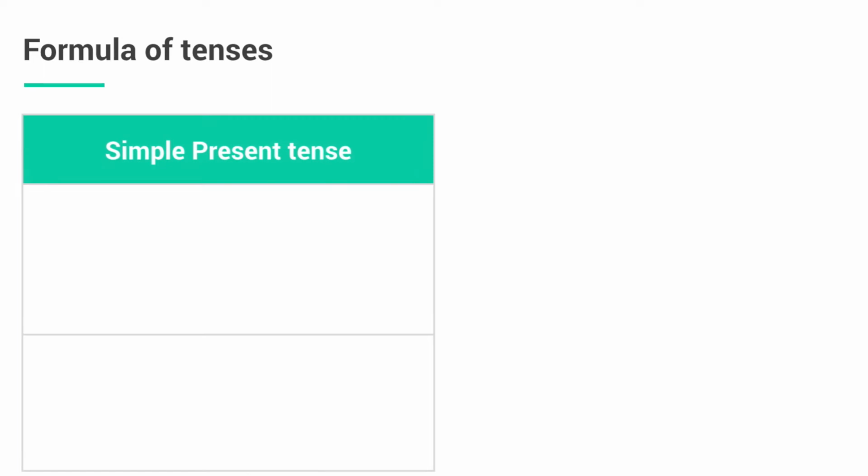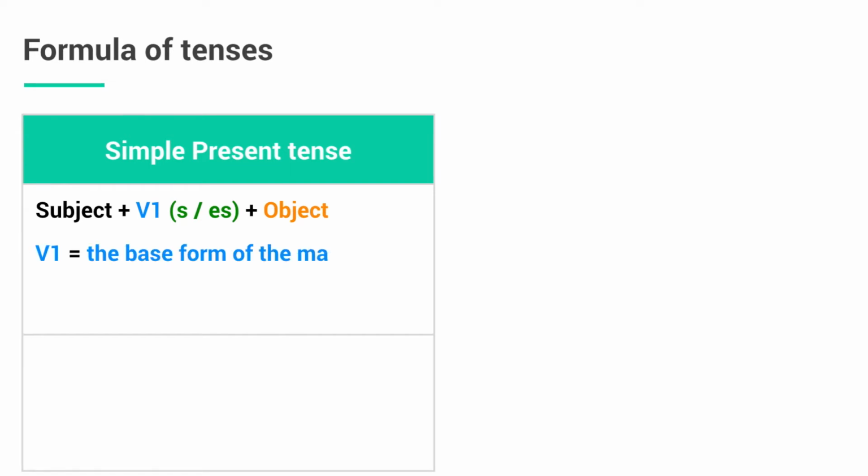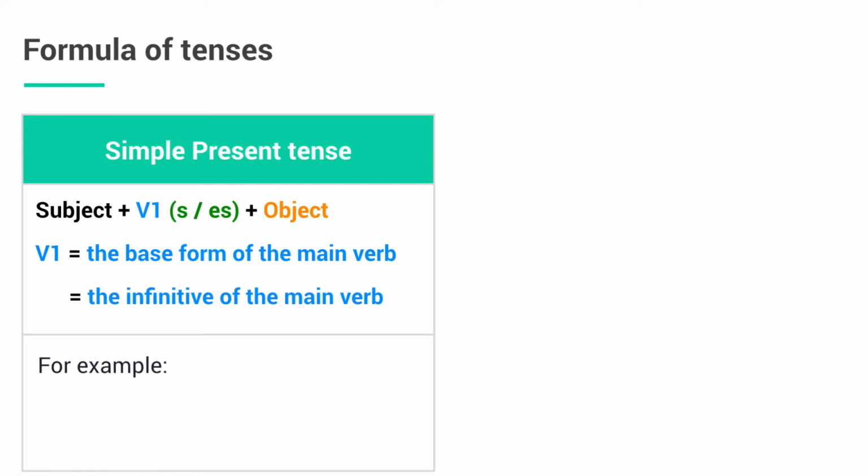How do we form the simple present tense? The simple present tense is formed with the subject plus V1 plus the object. V1 is the base form of the main verb or the infinitive of the main verb. In the third person singular, he, she, it, or a name, we put an s or es to the end of the base form. For example, I go to school. She goes to school.